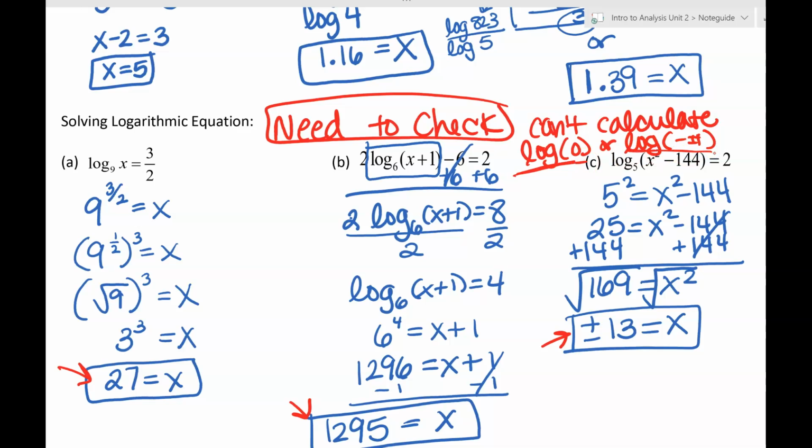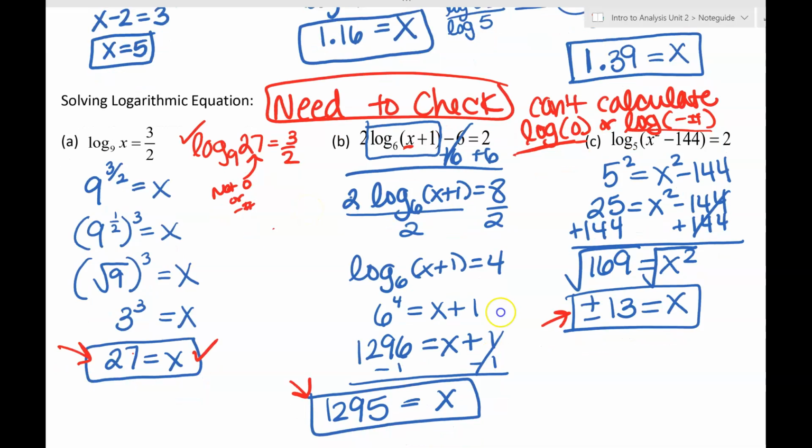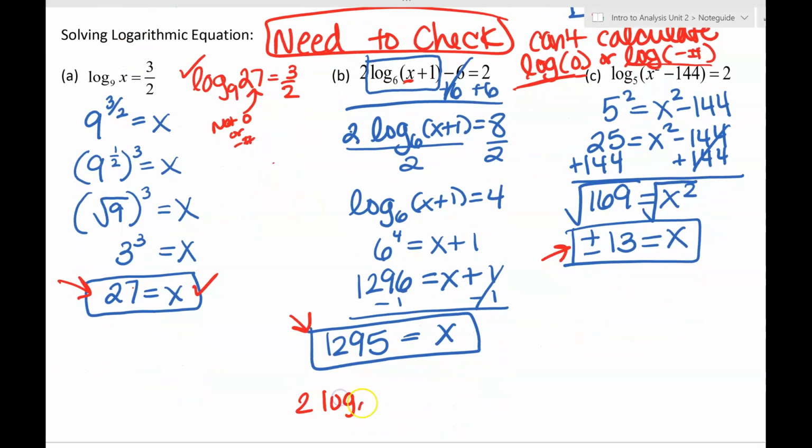So you really have to make sure that all of these answers don't create this situation if you plug them back into the original. Okay, if I plug 27 back into the original, I would have log base 9 of 27. I don't really need to do the problem. I just need to make sure that that's not 0 or a negative number. So here it looks good and I'll keep my solution. What about for part B? If I plug 1,295 into there, I get 2 log base 6 of 1,296 minus 6 equals 2. This is not 0 or a negative. It's good. So I can keep that solution.